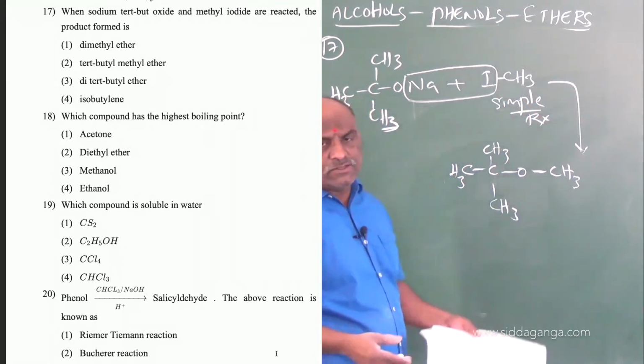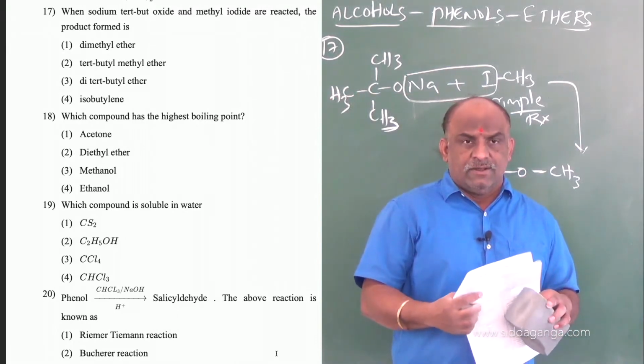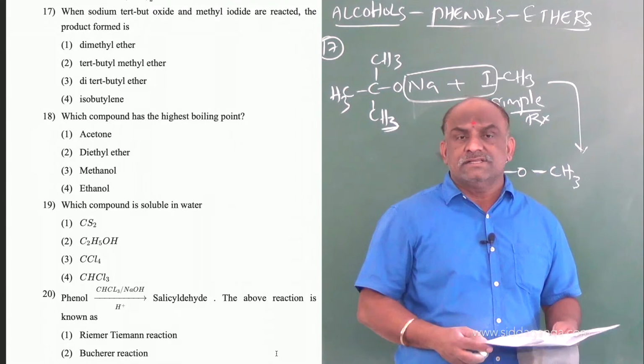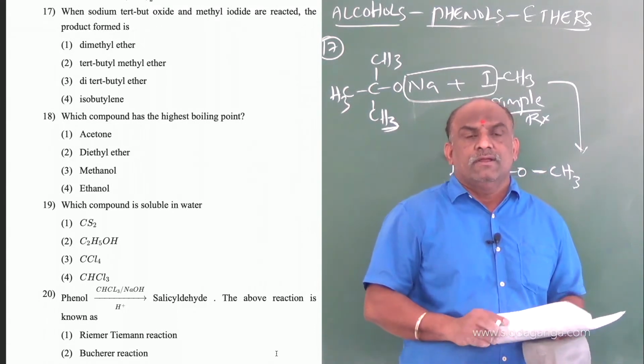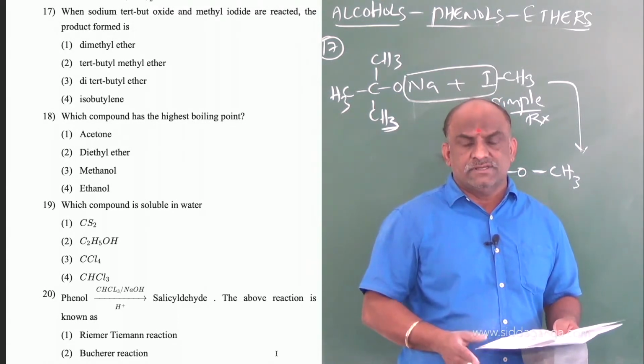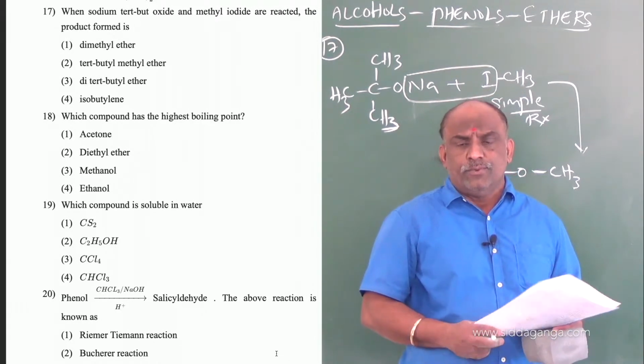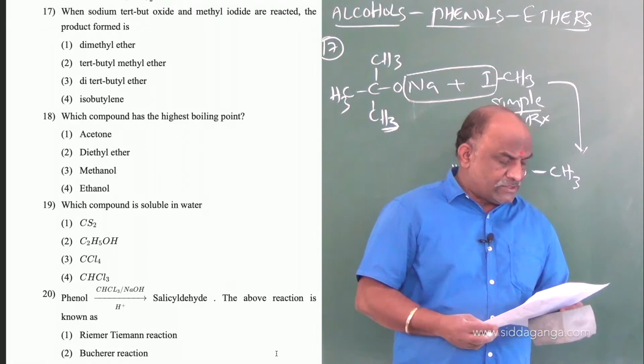Simple RX undergoes Williamson synthesis. Bulky RX does not undergo Williamson synthesis. That particular compound undergoes elimination. Elimination means, as the last option, we will get isobutylene, butene. We will get an alkene.